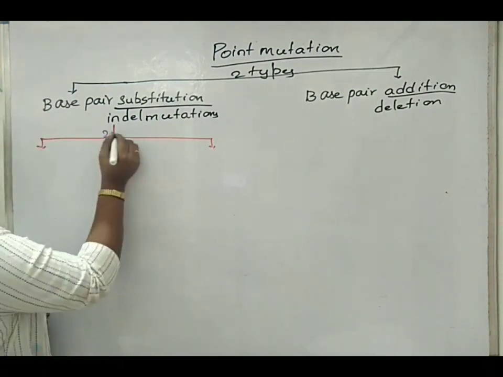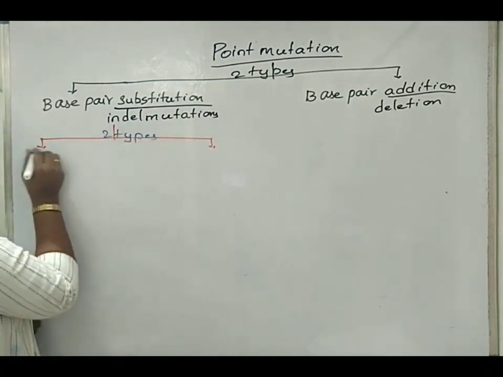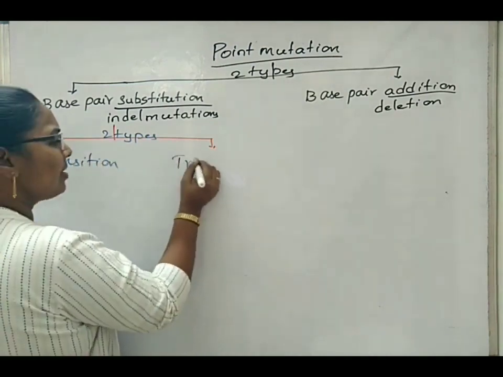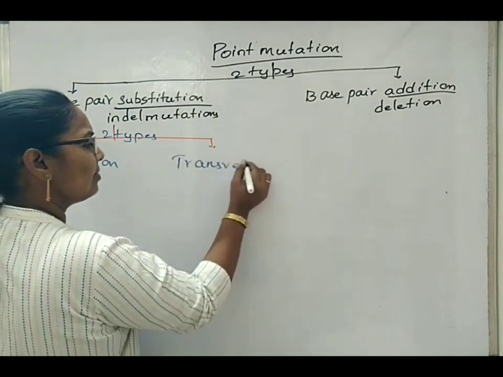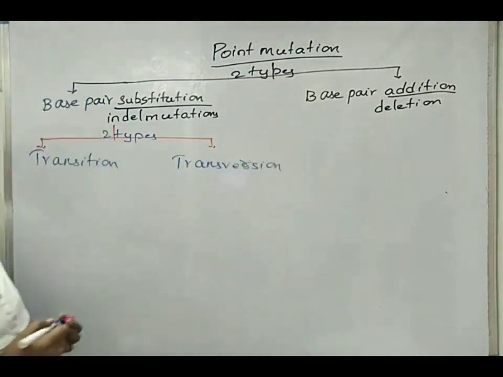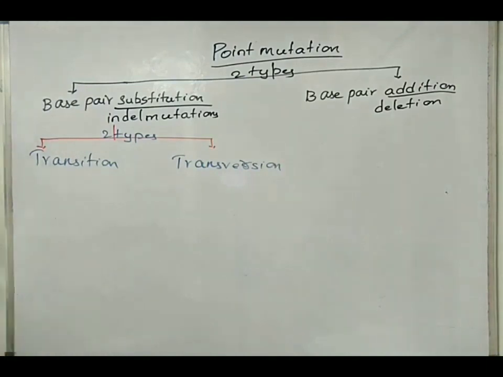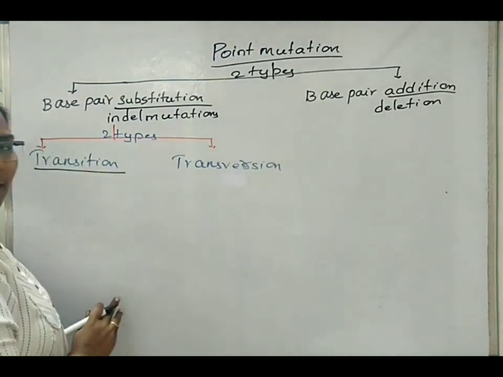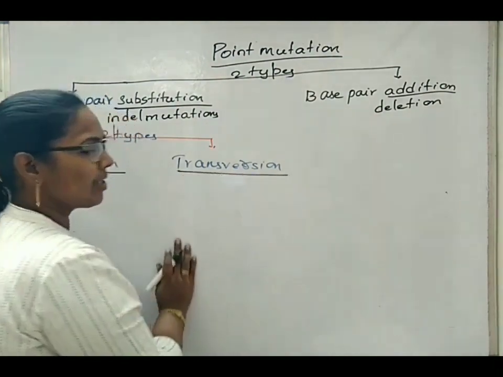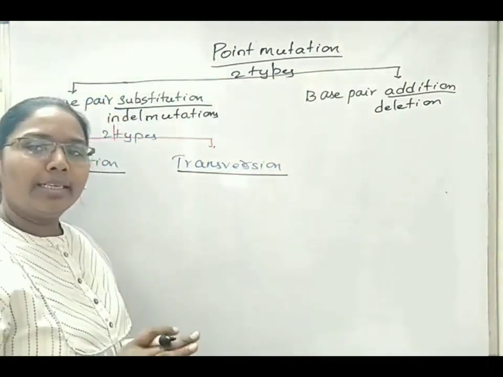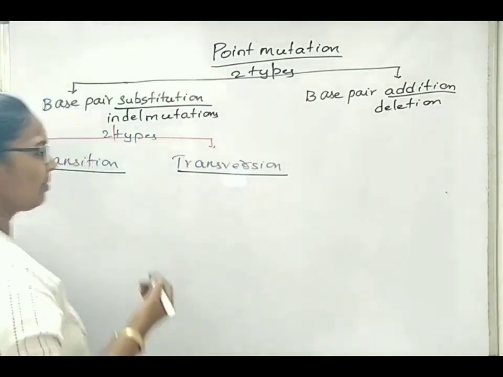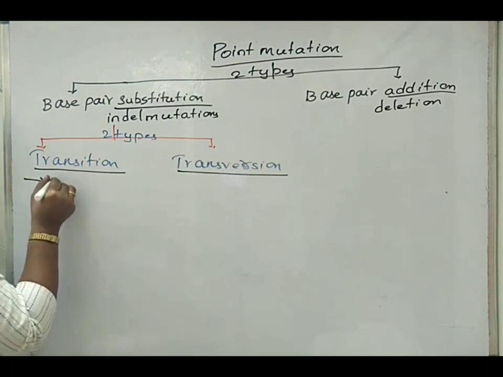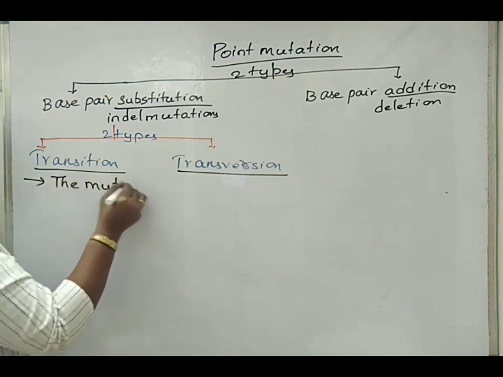This is of two types again. One is transition type of mutations. Another is transversion type of mutations. Now, transition type of mutations means the substitution of one purine by another purine, or one pyrimidine by another pyrimidine. But in the case of transversion, one purine which is normally present can be substituted by a pyrimidine.